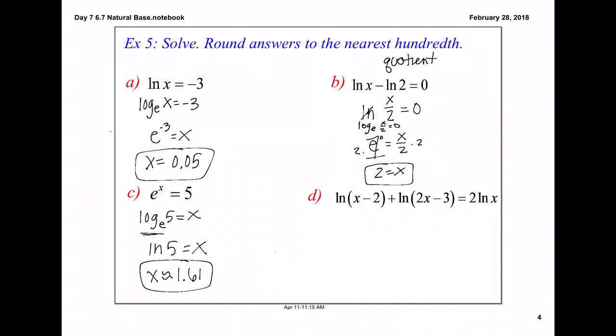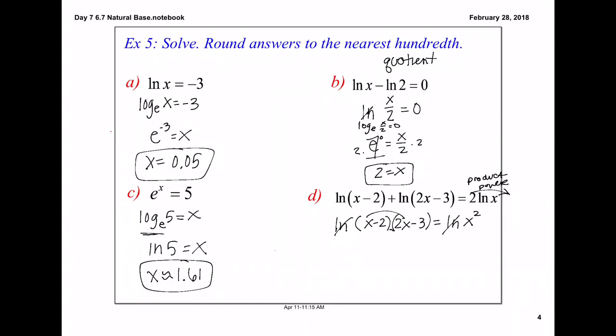In this one, I should be thinking product property and power property. So I can raise my power. So I have the natural log of x minus 2 times 2x minus 3 equals the natural log of x squared. My logs cancel out because they're the same on both sides.